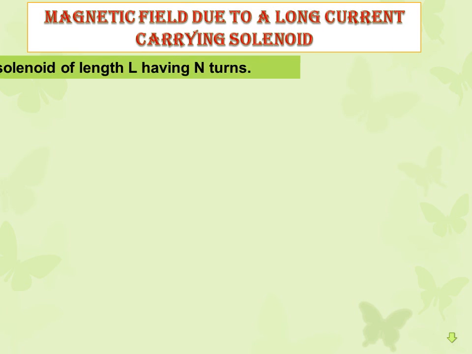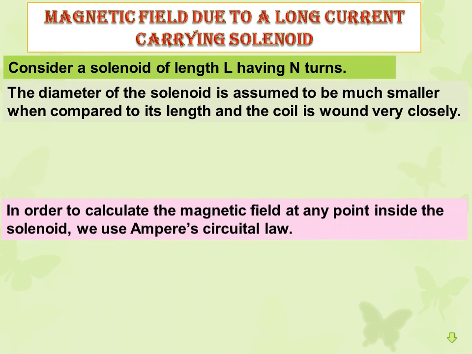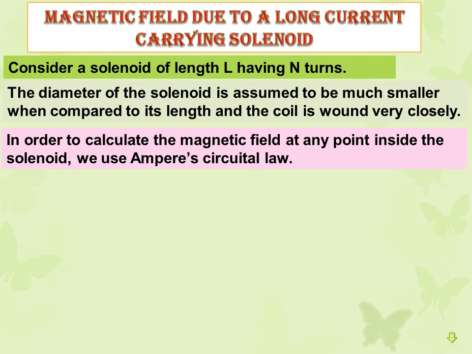Magnetic field due to a long current carrying solenoid. Consider a solenoid of length L having n number of turns. The diameter of the solenoid is assumed to be much smaller compared to its length, and the coil is wound very closely, not as in our shock absorbers. In order to calculate the magnetic field at any point inside the solenoid, we use Ampere's circuital law.